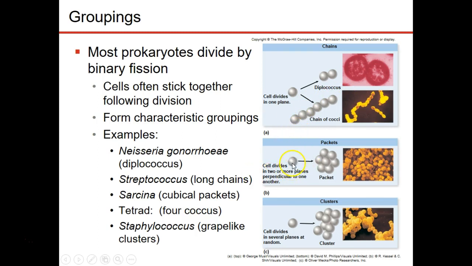If they're a single coccus shape, they can also form square or cube-like packets. This is called sarcina, or clusters, that's called staphylococcus. The same is true for your bacillus. Bacillus cells oftentimes will stick together, forming streptobacilli. I just don't have that picture here.